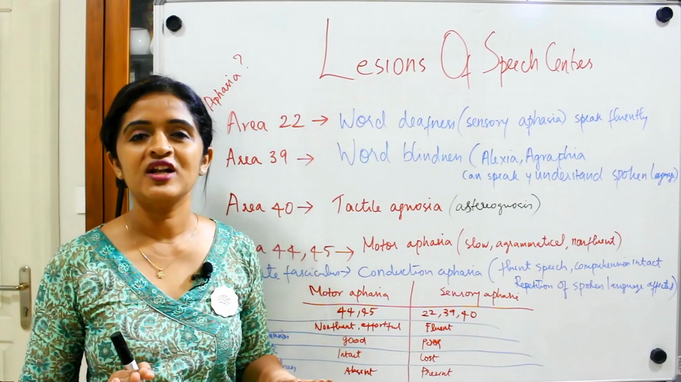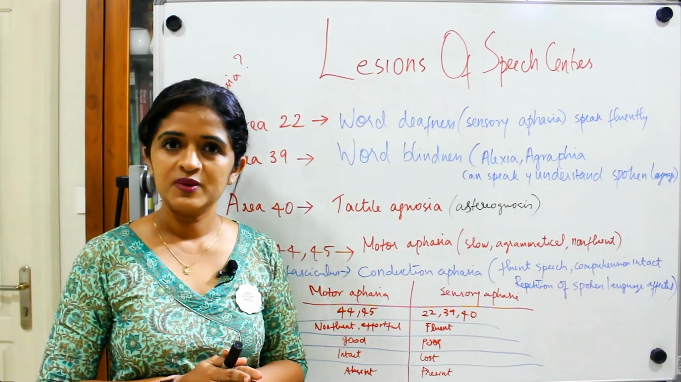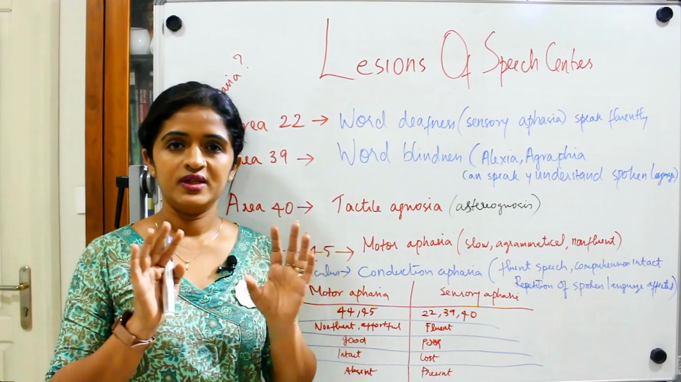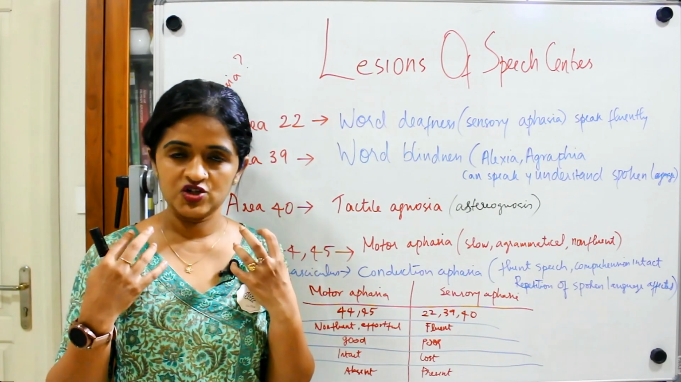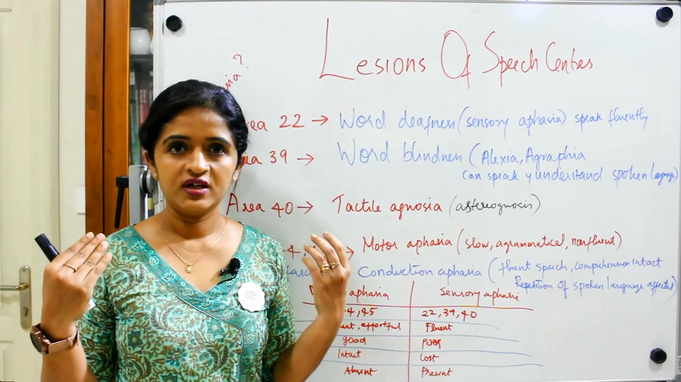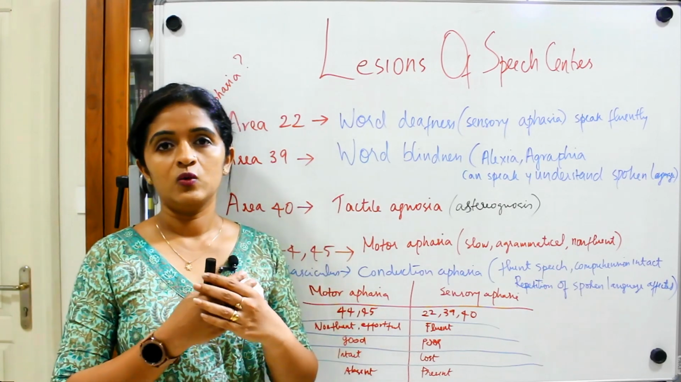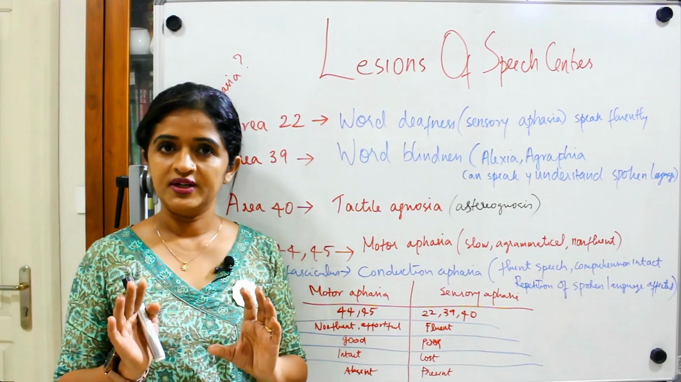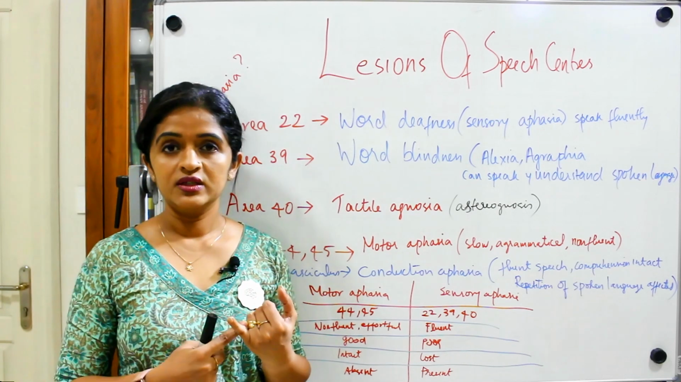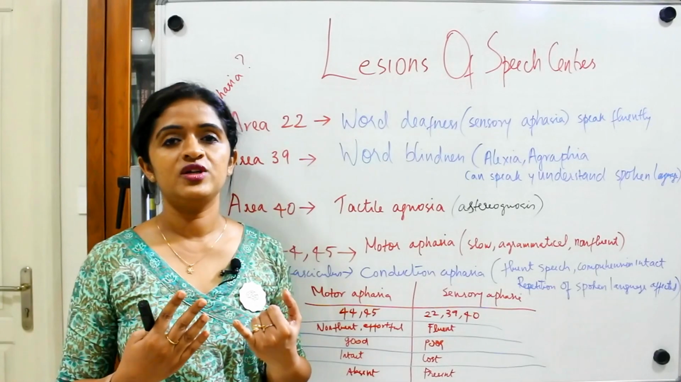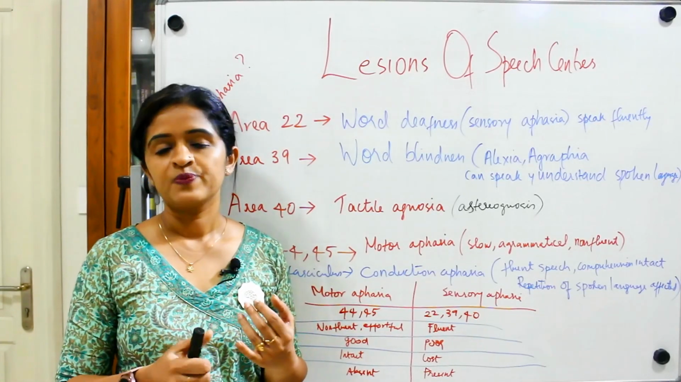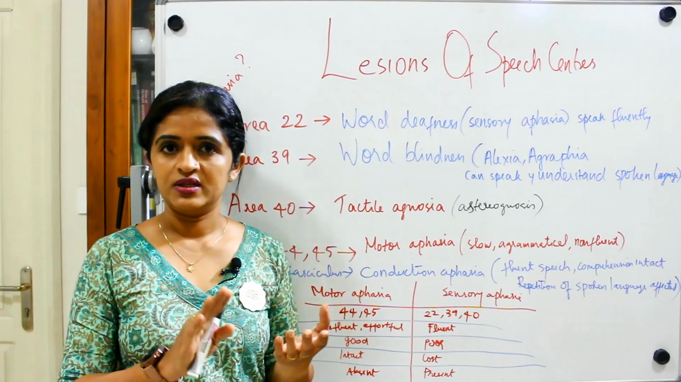So in a nutshell, regarding the lesions of speech centers, there are mainly sensory and motor. Sensory deals with the interpretation or understanding of what you hear, what you read, or what you feel. So any lesion in the sensory area will result in inability to interpret the sound which you hear, interpret what you read, and interpret what you feel. And that is known as sensory aphasia.